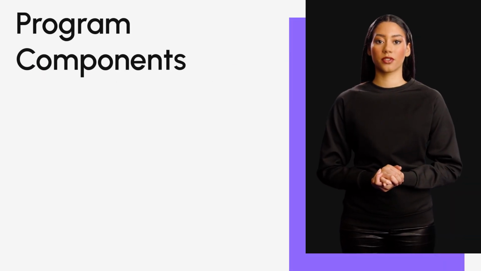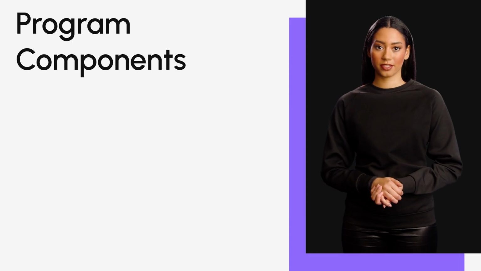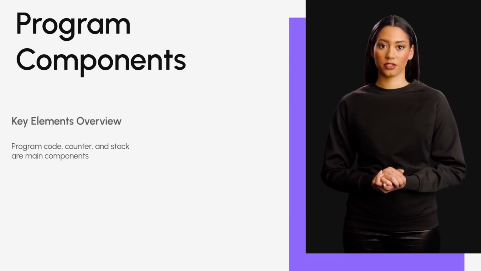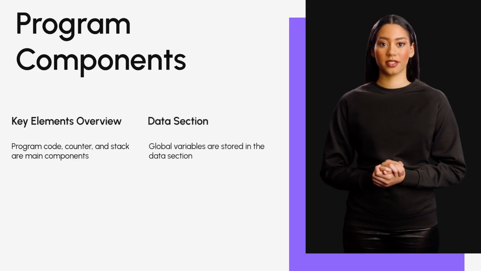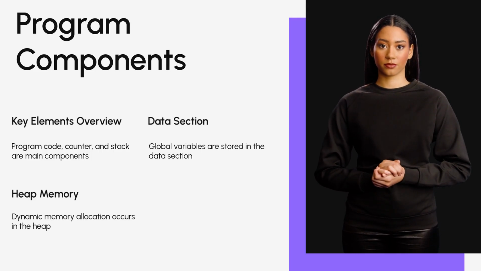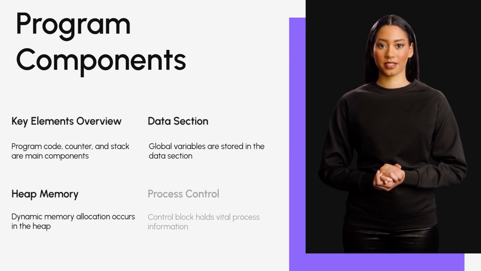Key components include program code, program counter, and stack. The data section stores global variables. The heap is for dynamic memory allocation. The process control block holds vital information. Understanding these components is essential for process management.